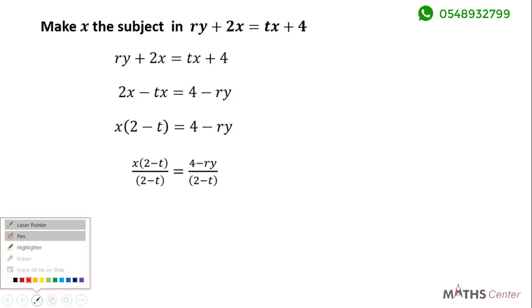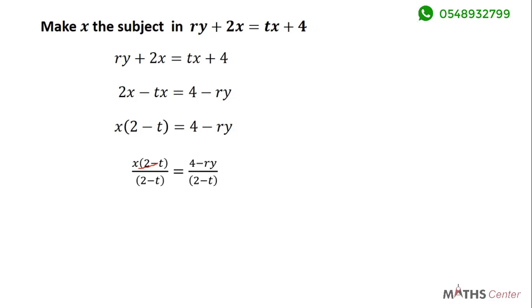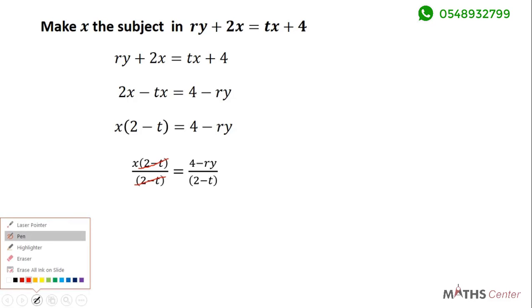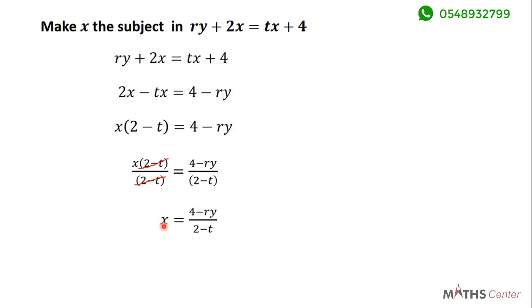And when you do that, the 2 minus t on the denominator here will cancel the 2 minus t on the numerator here, so that our x can stand alone or become the subject. And this is going to give us x is equal to 4 minus ry divided by 2 minus t. So you see that with this, we have been able to make x the subject. Once again, make sure that the terms containing the new subject are on one side, or group those terms, then all the other terms can be on the other side.